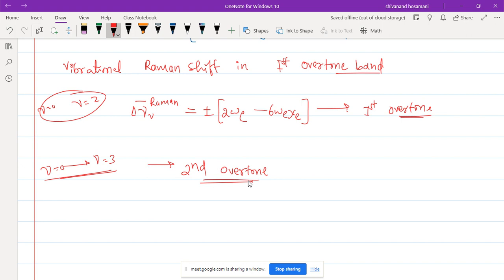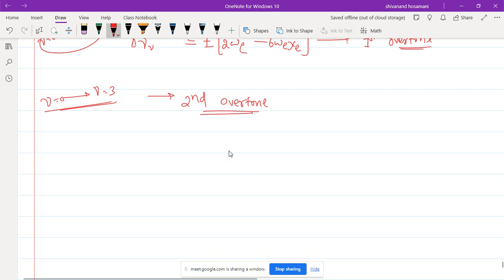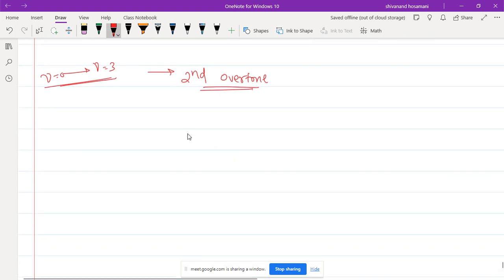What happens in case of rotational Raman effect? So you can quickly recall it. That is given by rotational Raman effect. Rotational Raman effect.